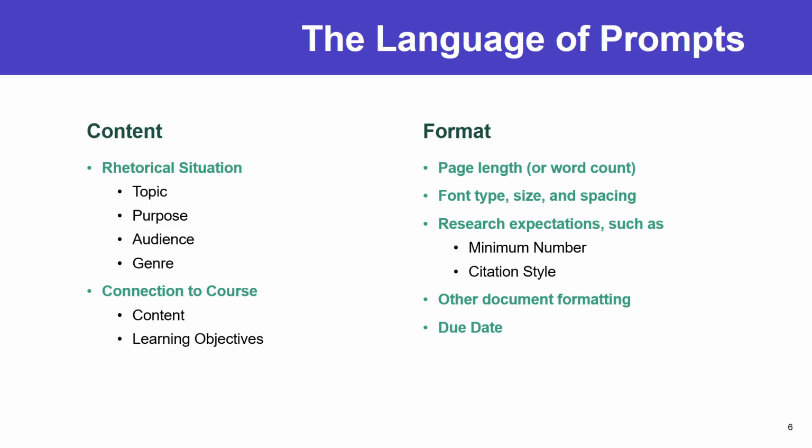In other words, to summarize these two categories of information, the instructions on the content explain what you're supposed to do, while the instructions on the format explain what it's supposed to look like.